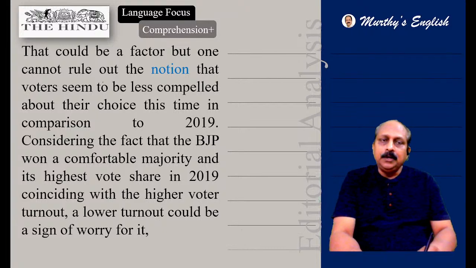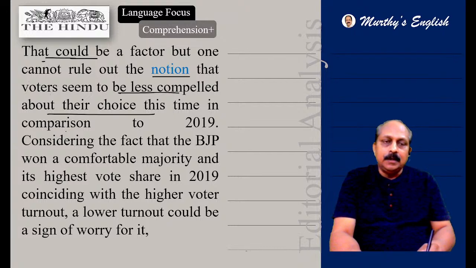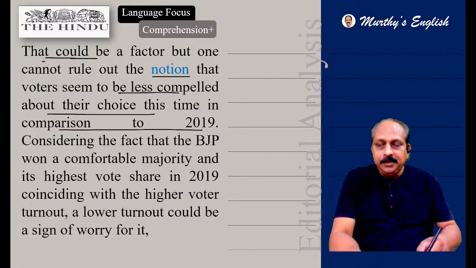That could be a factor, but one cannot rule out. That could be a factor means what? A possibility, but the chances are less. See how it has been used, I always tell. That could be a factor, but one cannot rule out the notion, the idea, that voters seem to be less compelled about their choice this time in comparison to 2019.